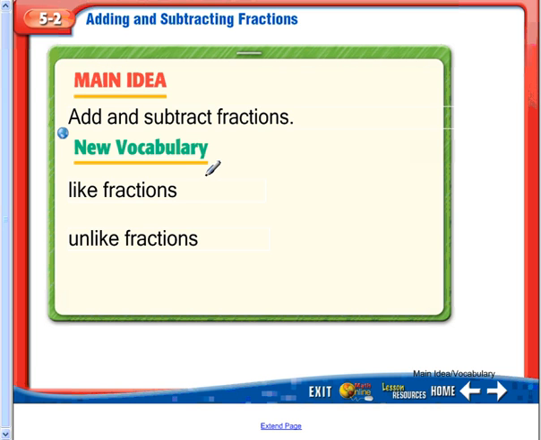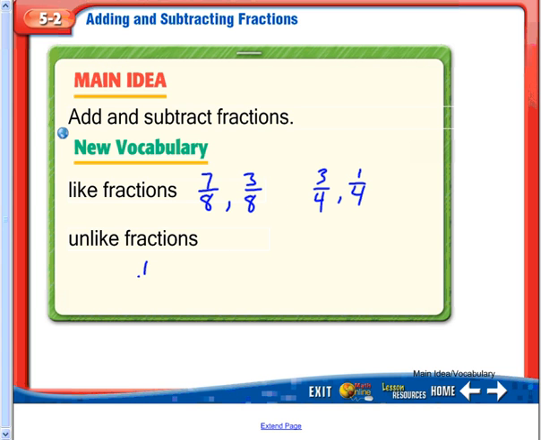So like fractions, for example, would be 7/8 and 3/8, because both of these fractions already have a common denominator. Another example would be 3/4 and 1/4. These fractions are like because they have a common denominator.